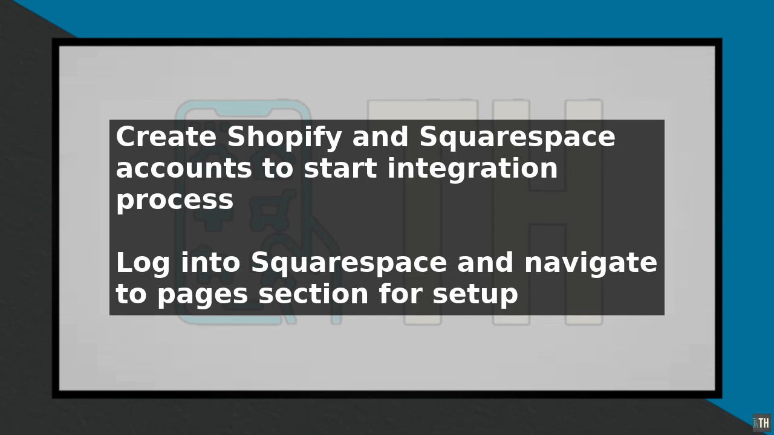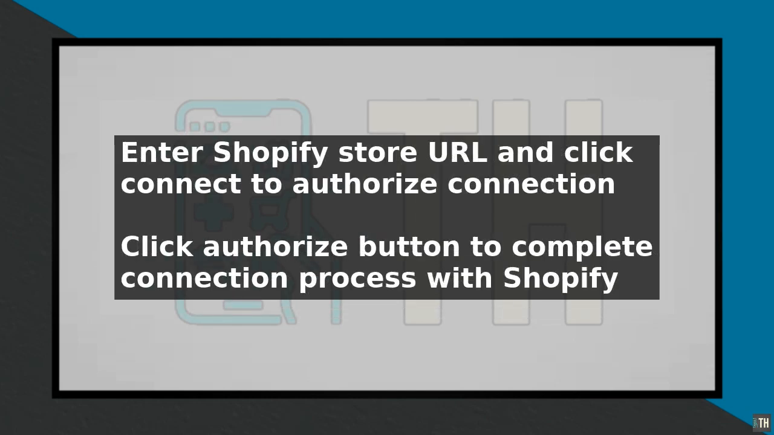You will be prompted to enter your Shopify store URL. Enter the URL and click Connect. You will then be redirected to Shopify to authorize the connection. Click the Authorize button to complete the connection process. Once connected, you can add Shopify products to your Squarespace page.